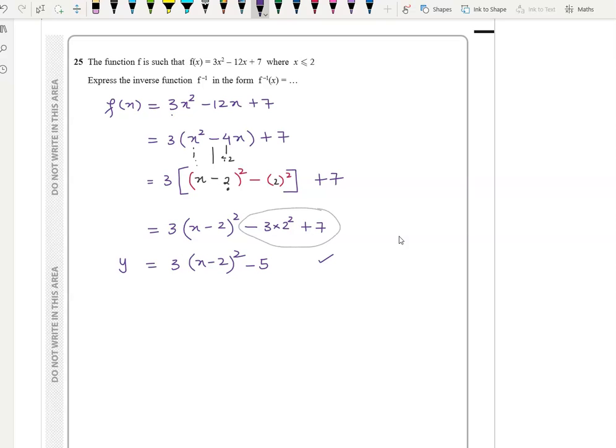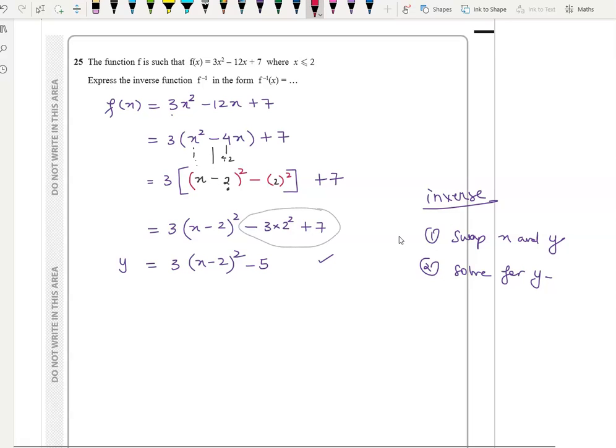Now to find the inverse, we need to remember the two steps. Step number 1, you swap x and y. Step number 2, you solve for y. Whatever is your value of y is the inverse function. So let's start here. So swap x and y. So in place of y you write x, and in place of x you write y.